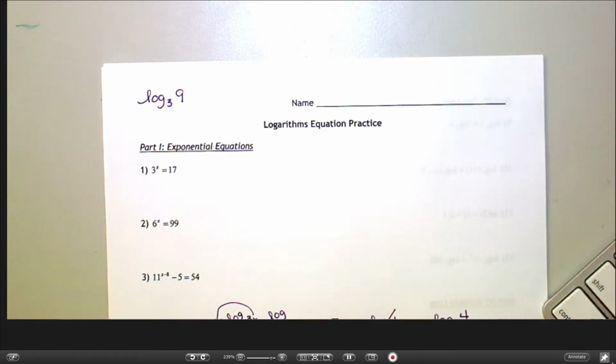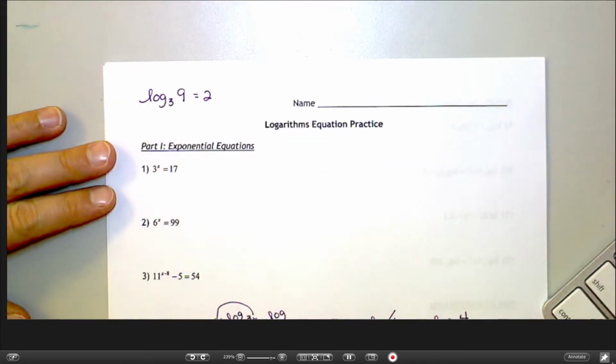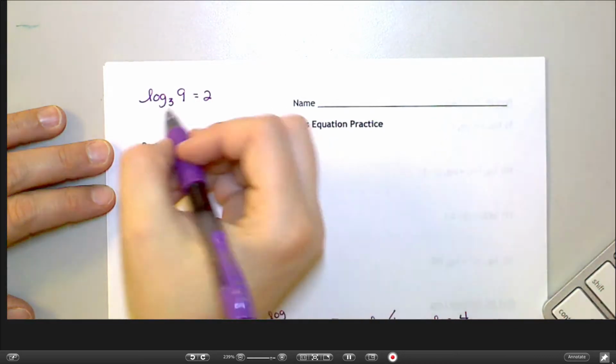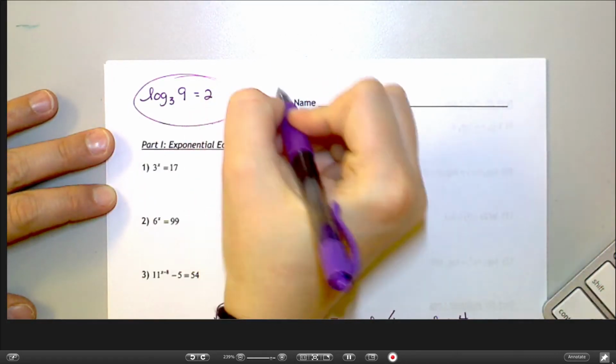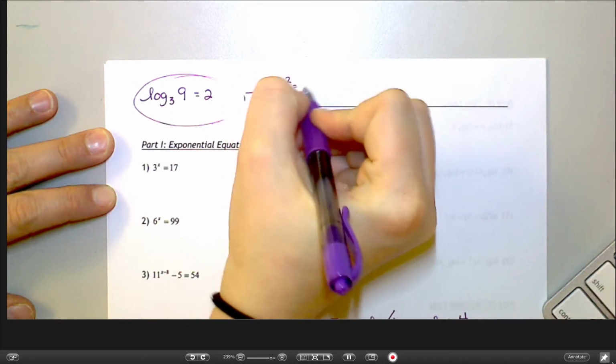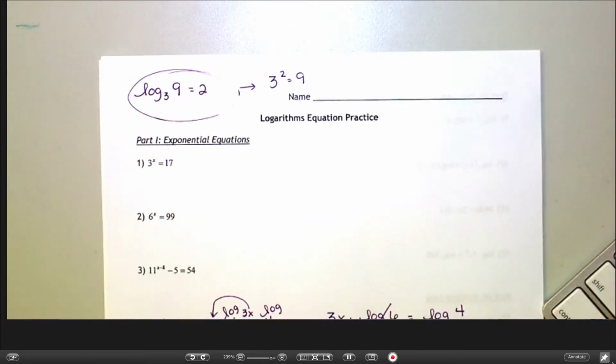2, right? 3 to the power of 2 is 9. So log base 3 of 9 is 2. What this is saying is 3 to the power of 2 is equal to 9. So the log is just notation. It's not like a mathematical quantity. It's just a notation for an exponent.